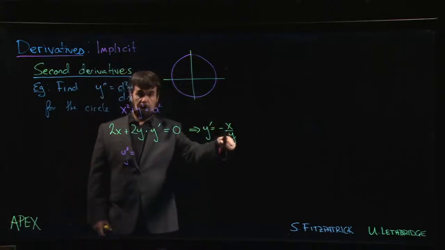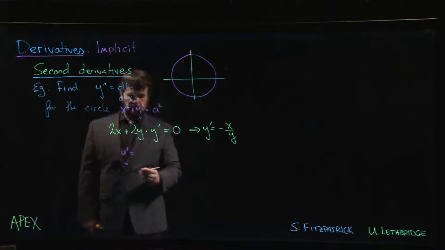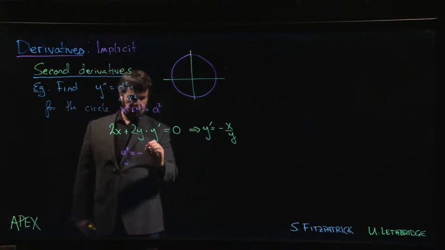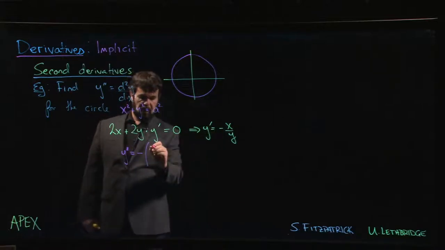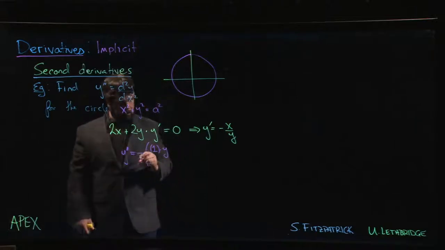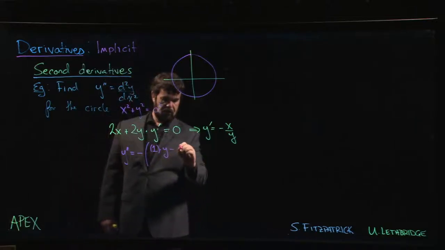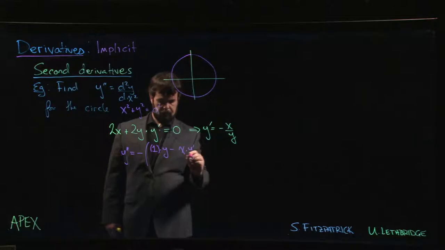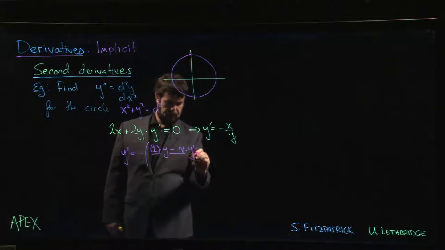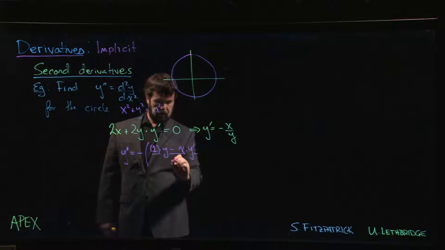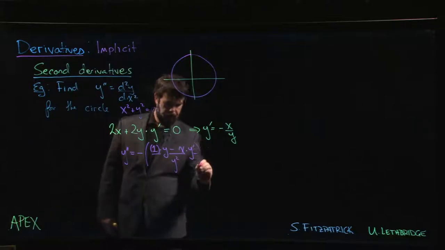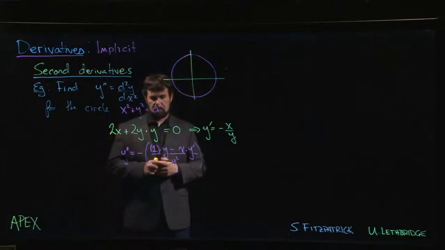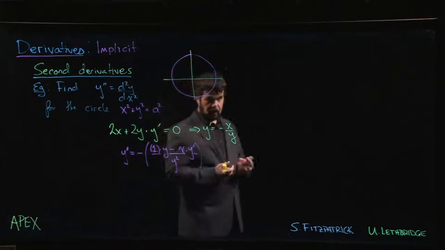What do we get on this side? Well, we have a quotient, so we have to use the quotient rule. So we're going to get, let's put that minus sign out front. The derivative of x is 1, that's the top, times the bottom, minus the top, which is x, times the derivative of the bottom. So the derivative of y is simply y prime. And then we divide by the bottom squared, y squared. Okay, well, there's an answer, but it's maybe not a satisfying answer.